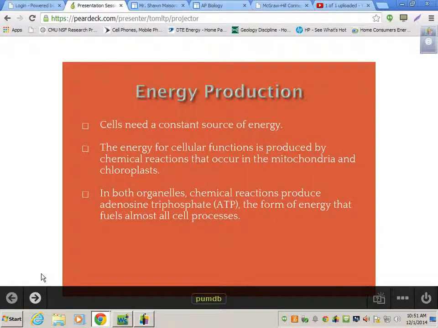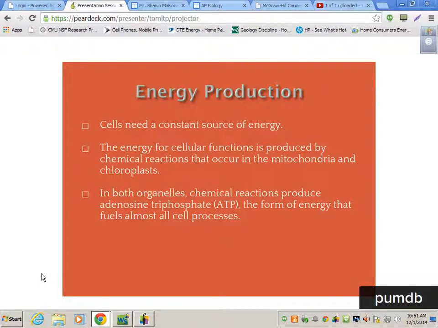So cells need a constant source of energy. The energy for cellular functions is produced by chemical reactions that occur in what is called the mitochondria and chloroplasts. Chloroplasts are only found in plant cells. Mitochondria are found in both plant and animal cells. In both organelles, chemical reactions produce adenosine triphosphate, the form of energy that fuels almost all cell processes. So chloroplasts make a little bit of ATP, but they also make glucose. Mitochondria take the glucose, and they make a lot of ATP.